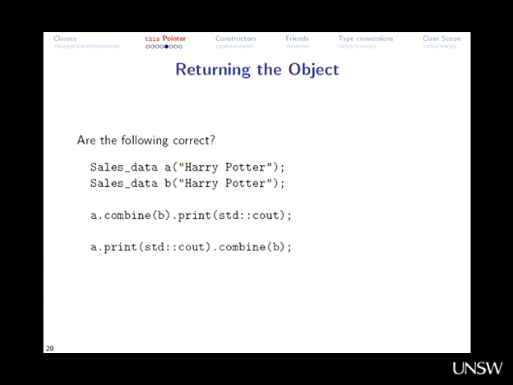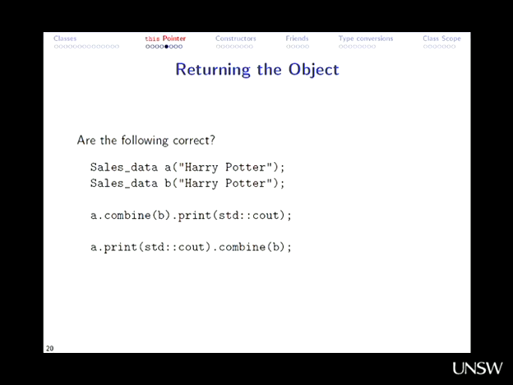Sales data B creates a second object, also with the title Harry Potter. We then, on the left-hand side, say A.combine B. Maybe we've done some other stuff, and object A says that we have sold 3 copies of Harry Potter, and object B we've said we've sold 6 copies of Harry Potter. So what we're saying is A.combine B, so 6 plus 3 is 9, and then print to standard out.